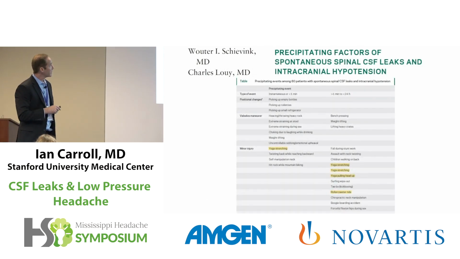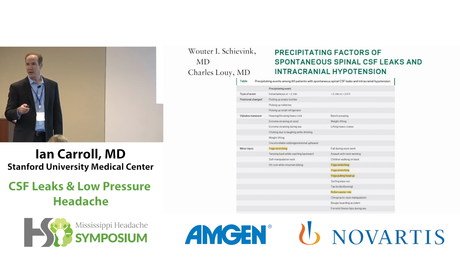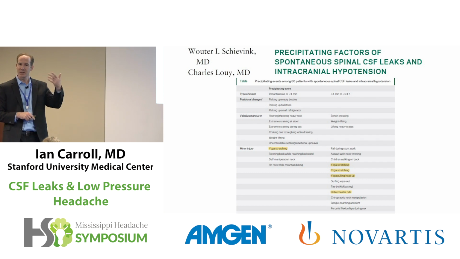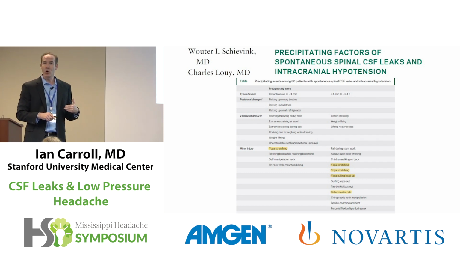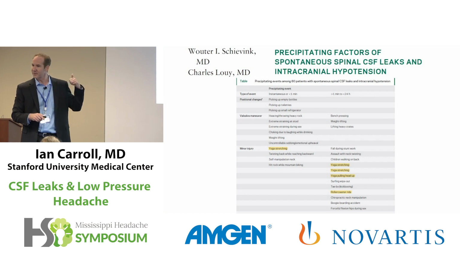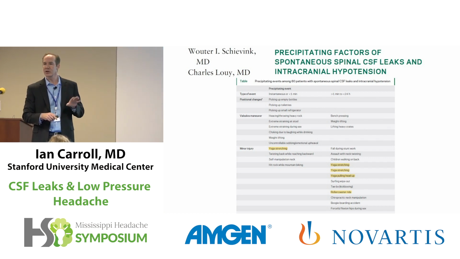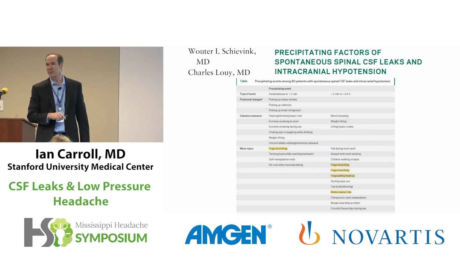Now, Dr. Schievink and Dr. Luo at Cedars-Sinai, who Christina mentioned, they run the CSF leak program there, and published the best paper about precipitating factors in people with spinal fluid leaks. And the take-home message for you guys is that only 30% of people with spinal fluid leaks can point to something like the first case I showed you. They fell down. They had a trauma. Only 30%. 70% of people with CSF leaks can identify no precipitating trauma at all.